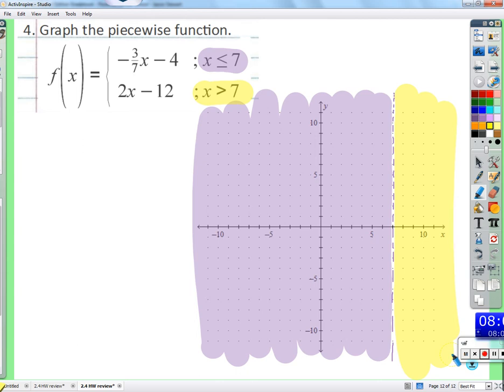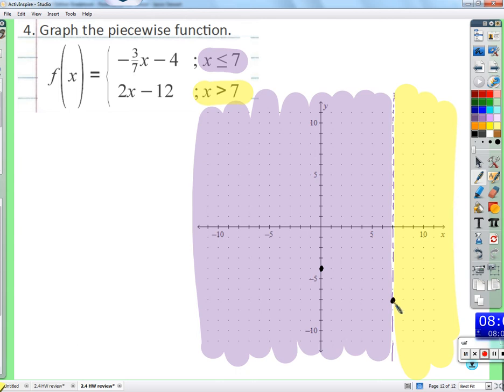So this is literally the domain, right? The domain means the set of all inputs. This is the domain for this function. This over here, to the right of 7, that's the domain of this other function. I got 7, that also falls in the domain of the top function because it has the equals part. You're going to graph that function right there in the lavender section. It's got a y-intercept of negative 4. It's got a slope of negative 3 sevenths, that's down 3 over 7.